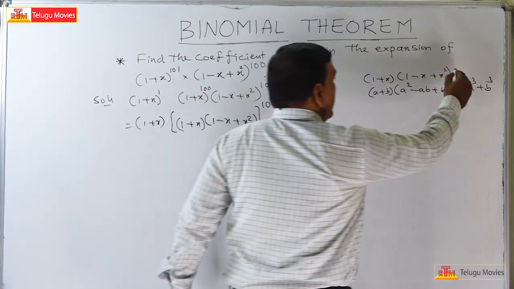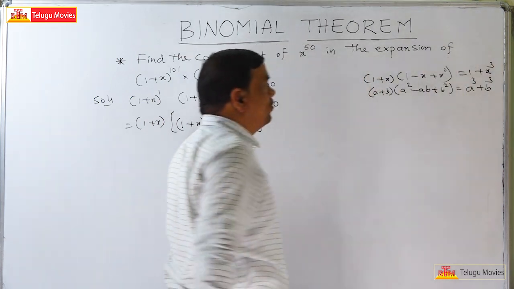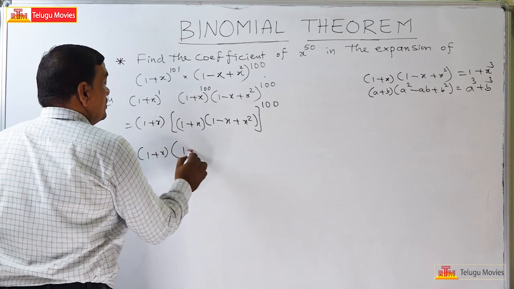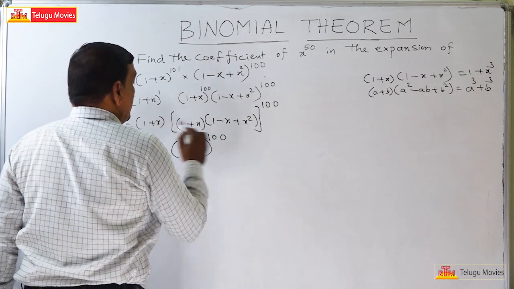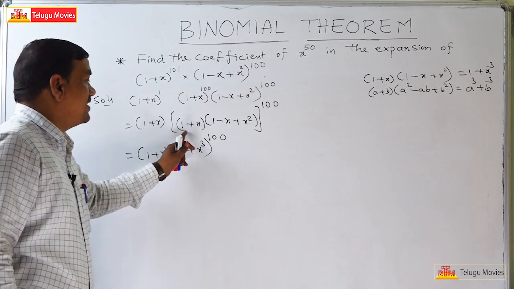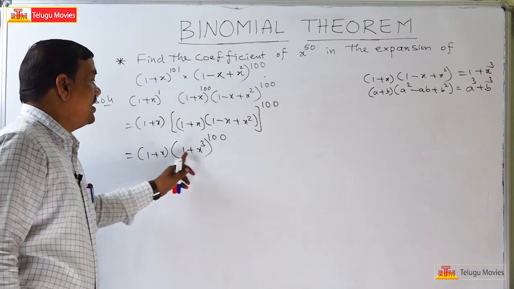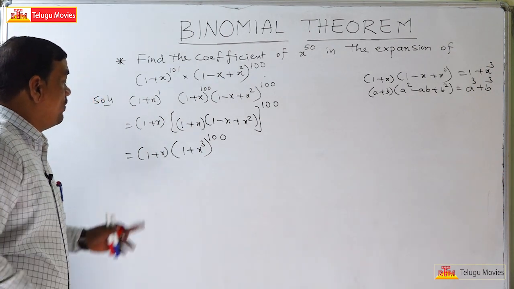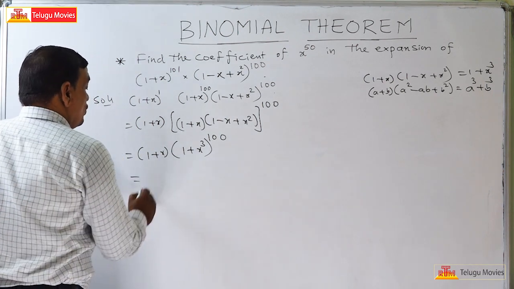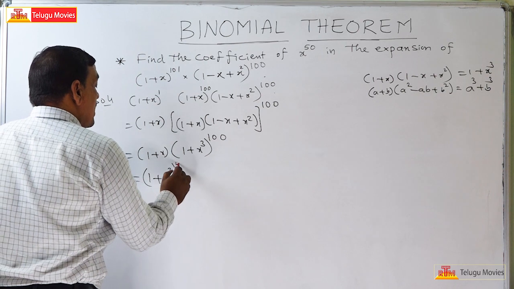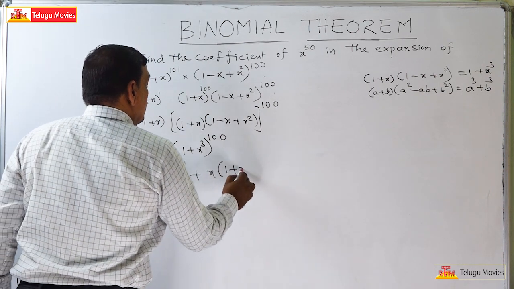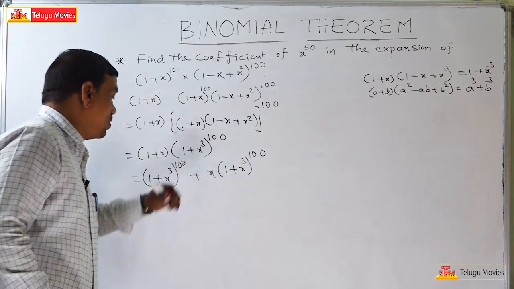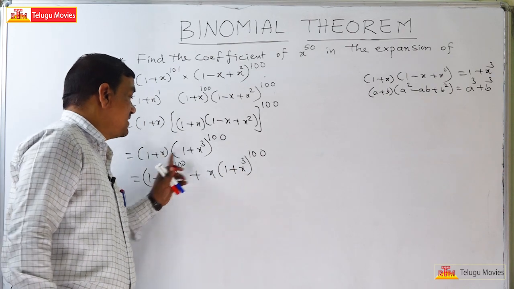This can be written as 1 plus x cube. So this is equal to 1 plus x into 1 plus x cube whole power 100, since a plus b into a square minus ab plus b square is a cube plus b cube. Now we will do one thing: 1 into this is 1 plus x cube whole power 100, plus x into 1 plus x cube whole power 100. Understand? I multiplied this.